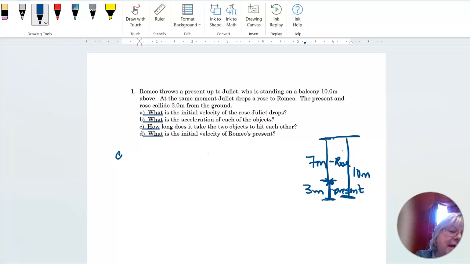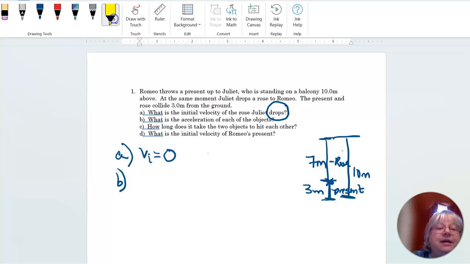For part A, what's the initial velocity of the rose? Well, Juliet drops it. Since she's dropping it, its initial velocity is 0. Okay, no math involved.